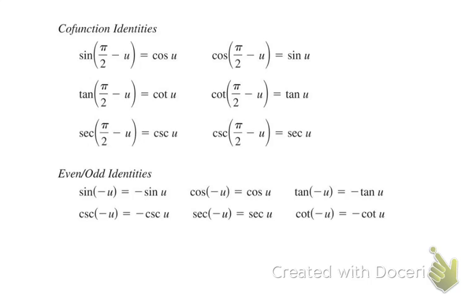The even and odd identities, we learned early on that the cosine and secant functions are even identities and the other four are odd. And the reason for that is that the cosine or secant of a positive angle or a negative angle have the same function value. But for sine, cosecant, tangent, and cotangent, a positive angle and a negative angle have opposite values. Okay? But for right now, just memorize the left equals the right.